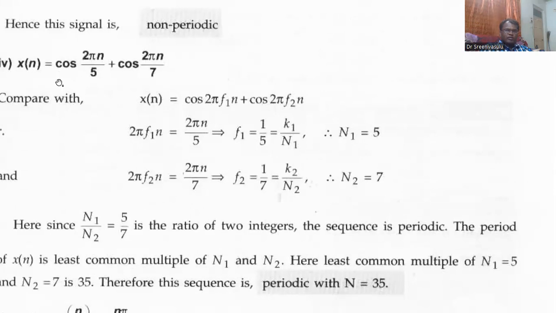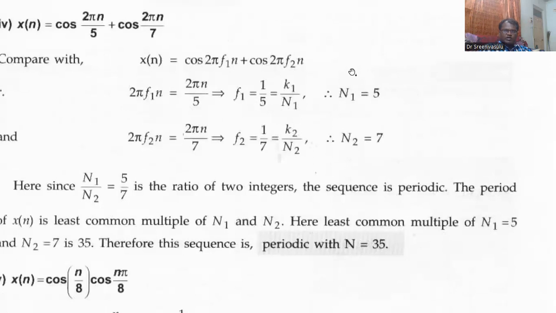In this x1 of n, you observe omega 1 is 2 pi n by 5. So omega n means 2 pi f1 n. From this you first calculate f1. From that f1 you will get k1 by n1, and f2 is k2 by n2. So fundamental period n1 is equal to 5, n2 is equal to 7. Now in this case, you take the LCM of these two periods, the least common multiple, which is nothing but the common period of the periodic signal.